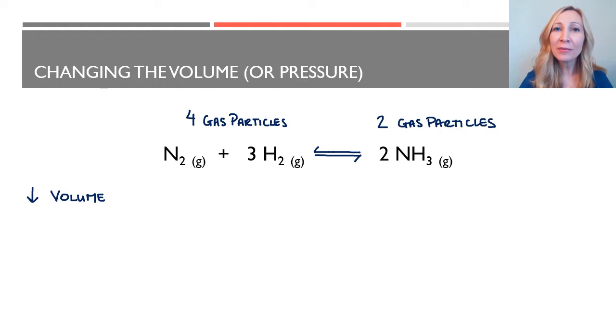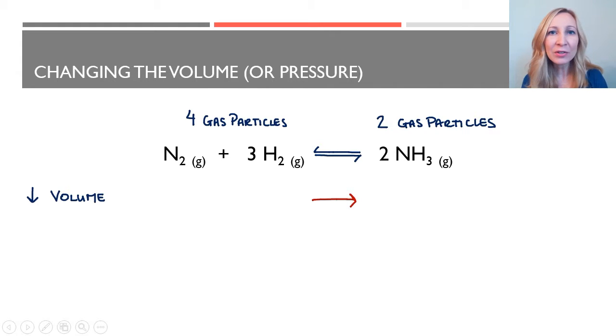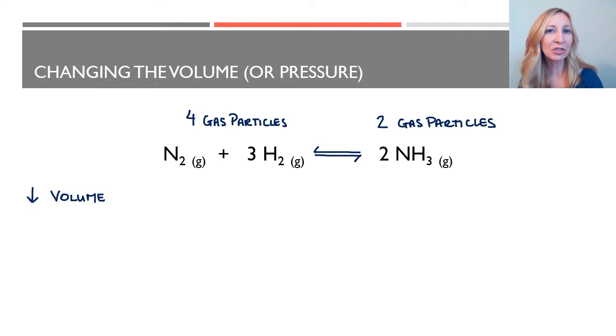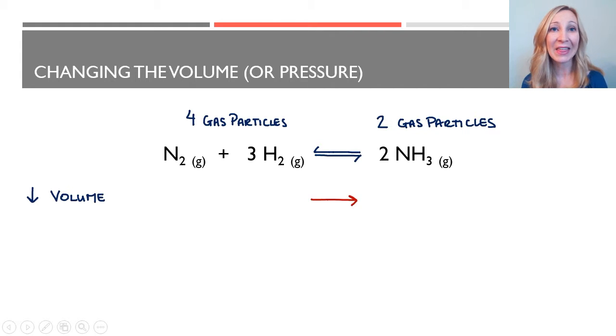So if the volume of the container gets smaller, the reaction realizes that it needs fewer particles to take up that space, so the reaction moves in the direction that requires the fewest amount of particles to be in there. The reaction will shift in the direction that contains the fewest number of gas particles.